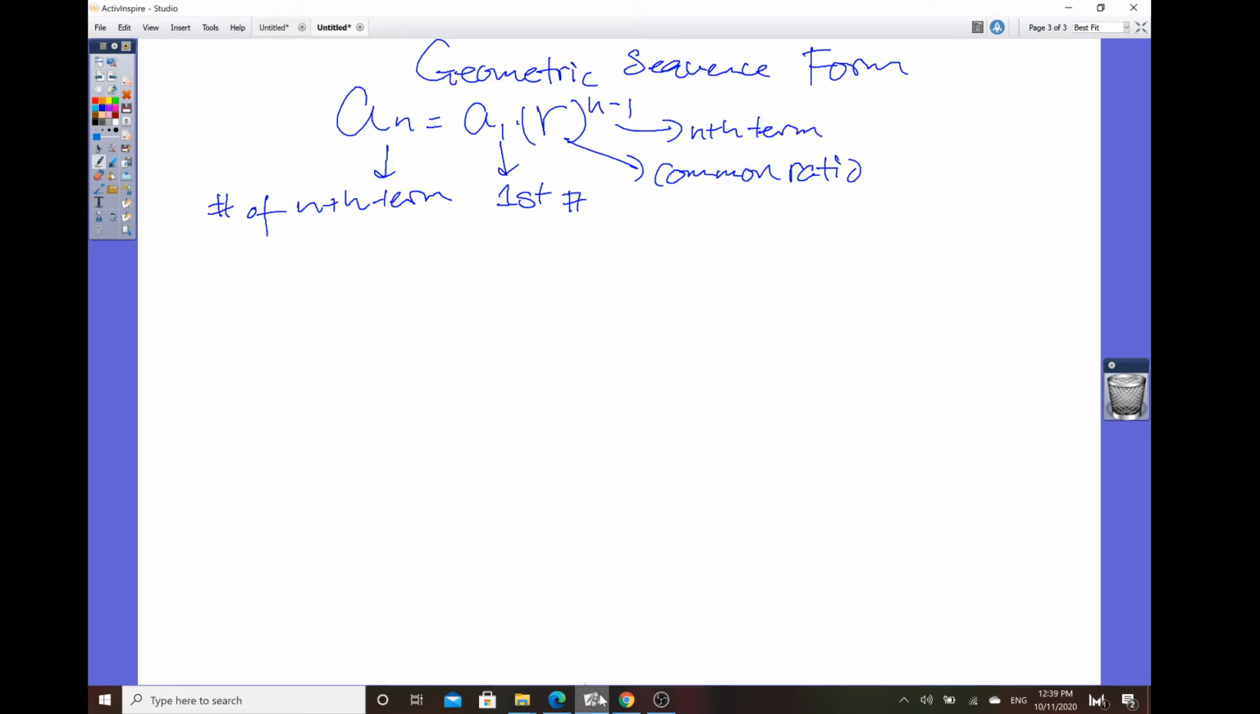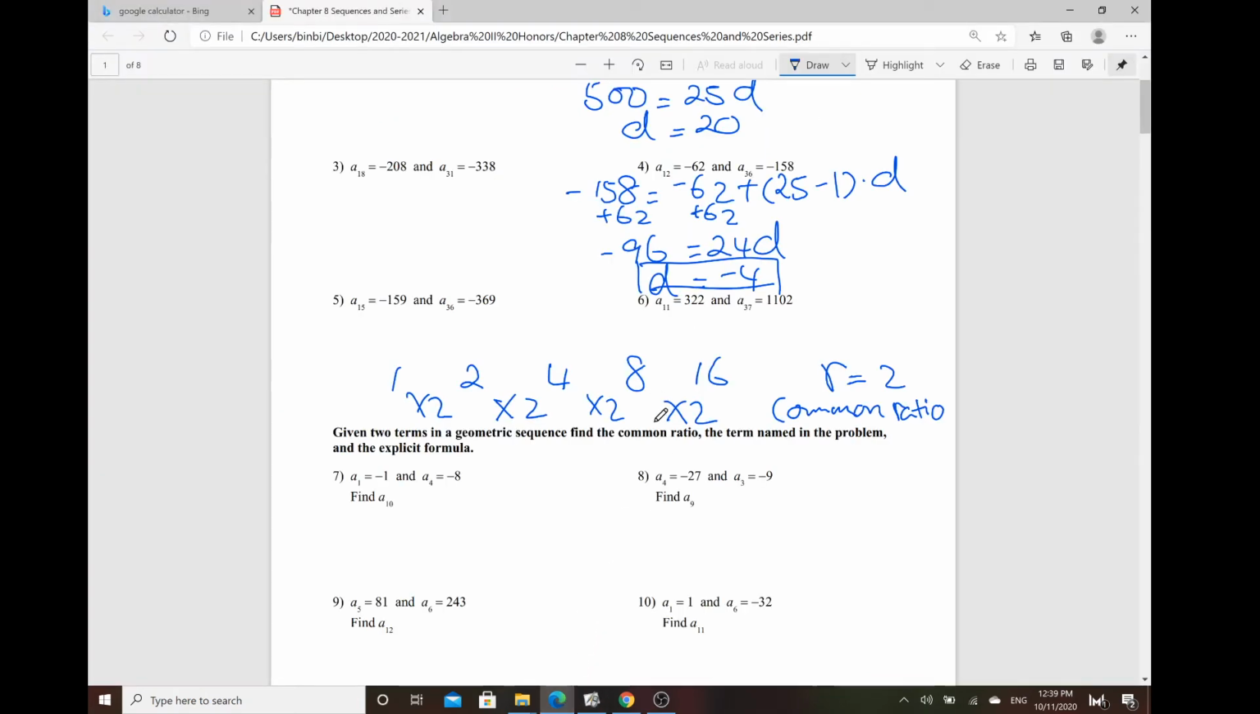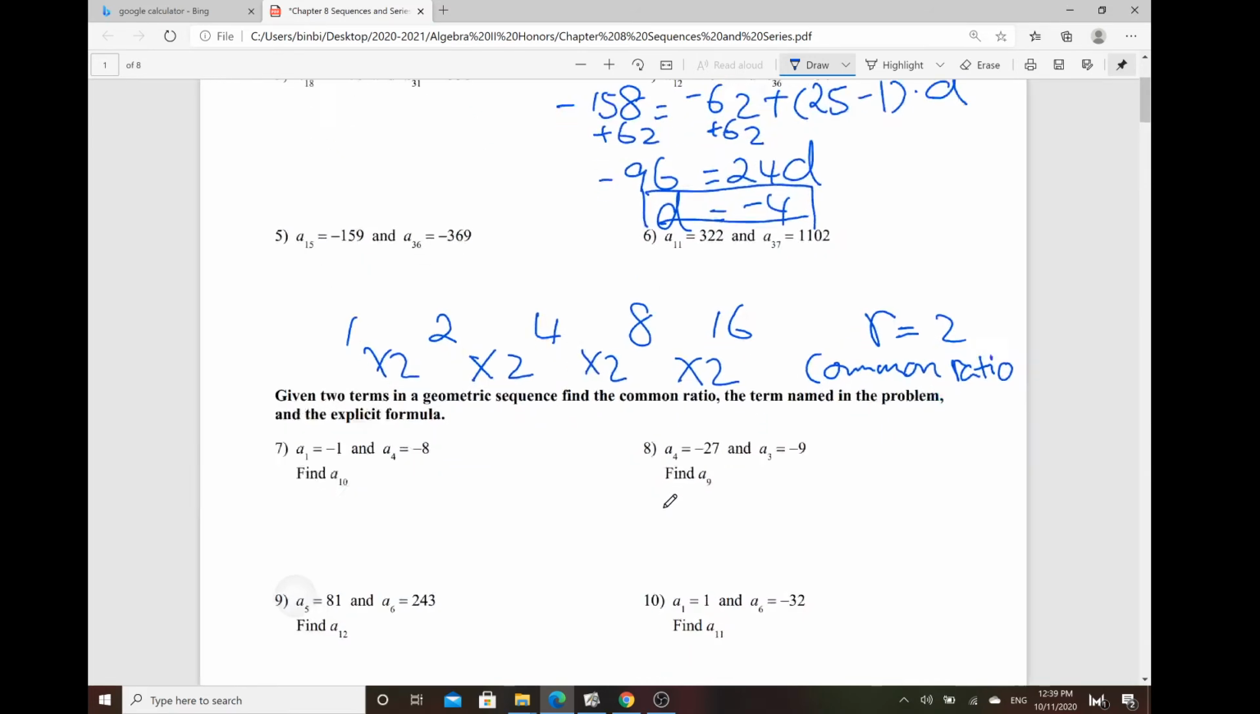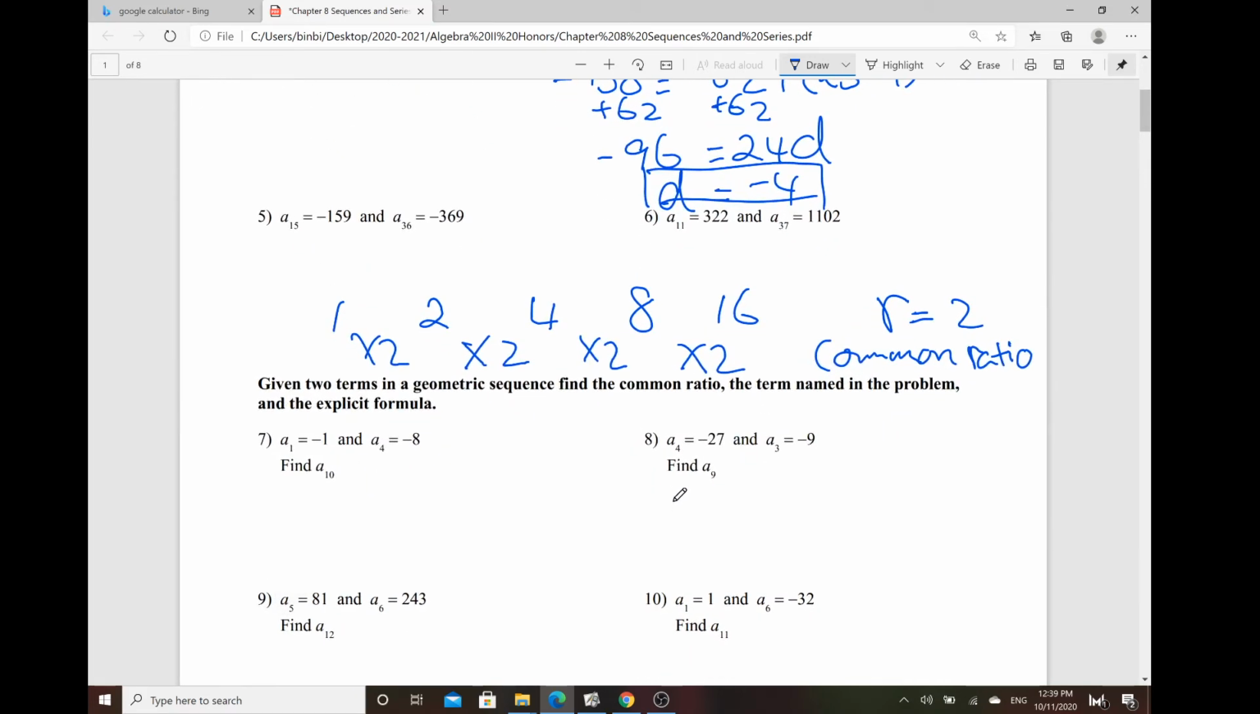Okay, so now going to the problem here. We have a sub 4, it's negative 27. A sub 3, it's negative 9. And we need to find out a sub 9. So before you do that, you want to find the common ratio first. And then you want to find the explicit formula. And then finally, we want to come up with a sub 9.